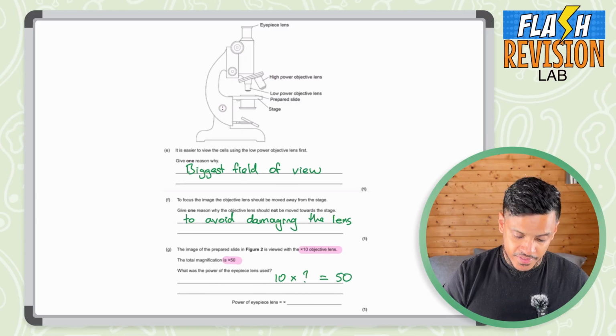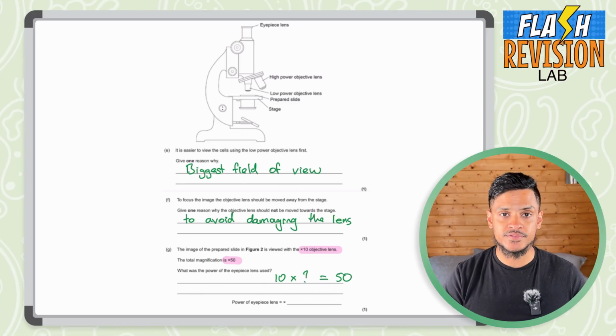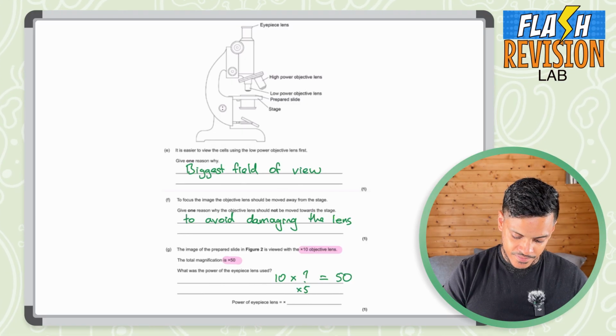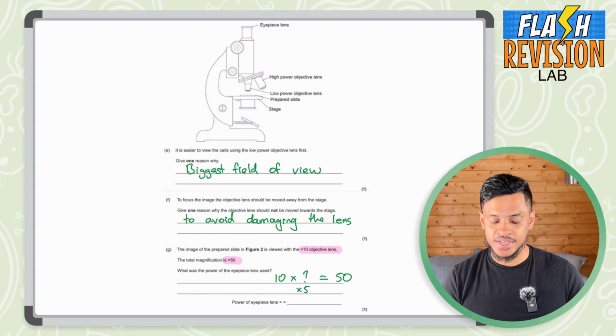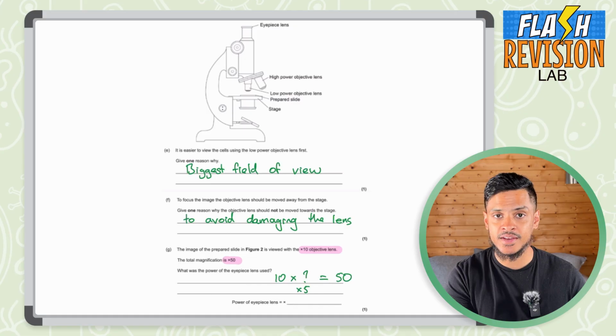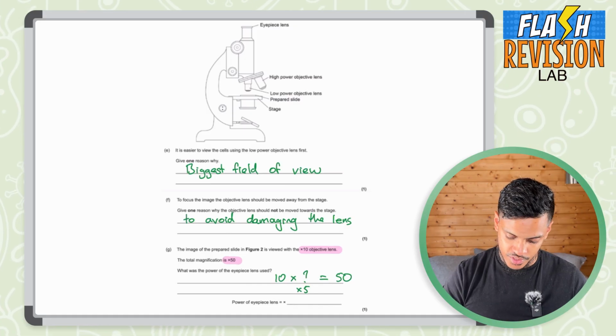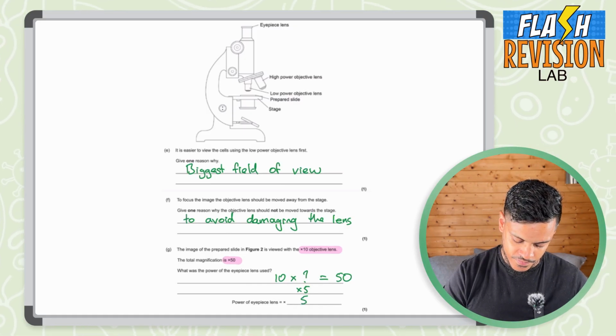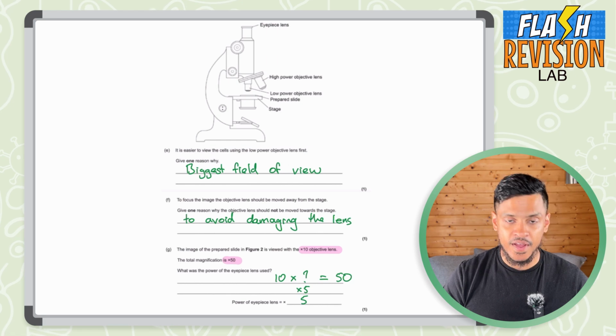So we're trying to find out this number. So something times 10 is equal to 50, and the answer is 5. So if your eyepiece lens is ×5 magnification and you multiply that with ×10 for the objective lens, you should get a magnification of ×50. So the answer here is 5.